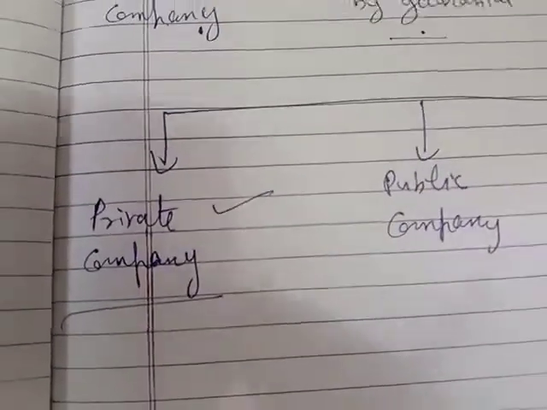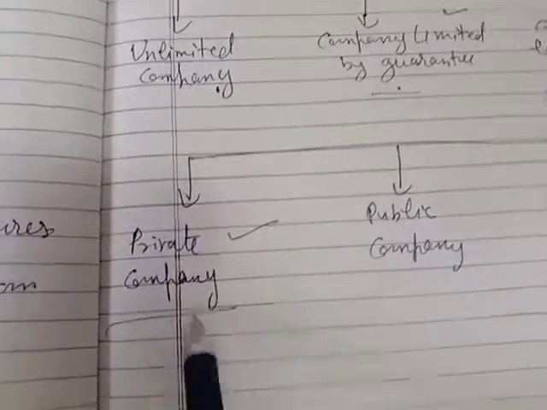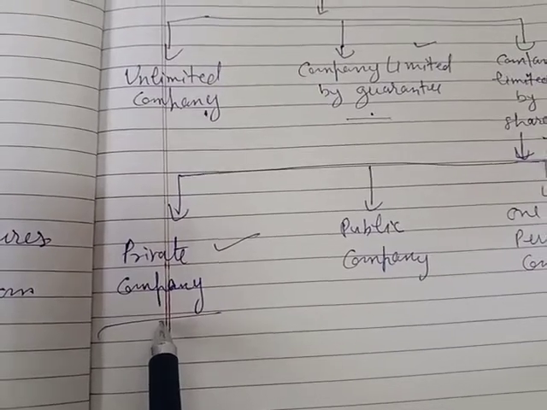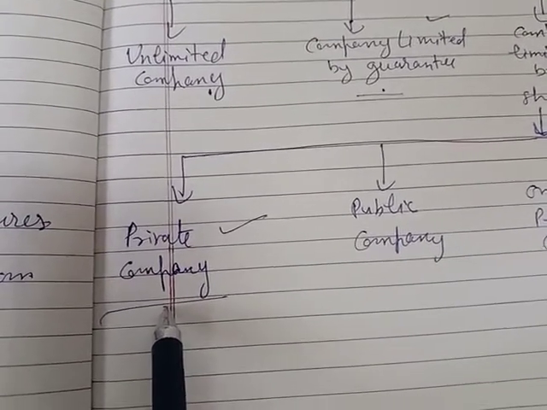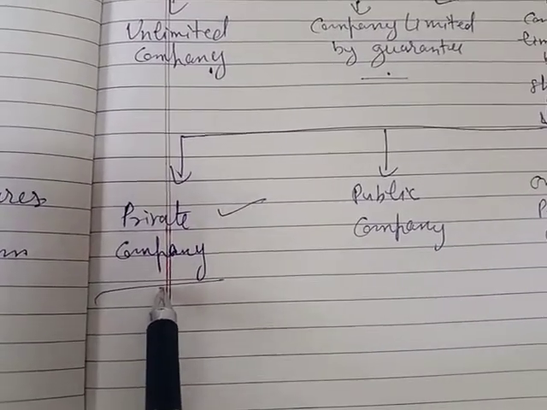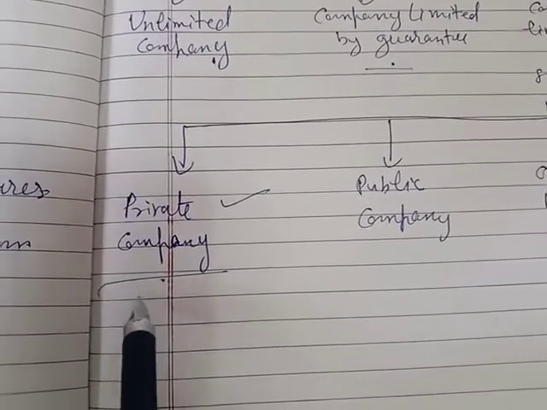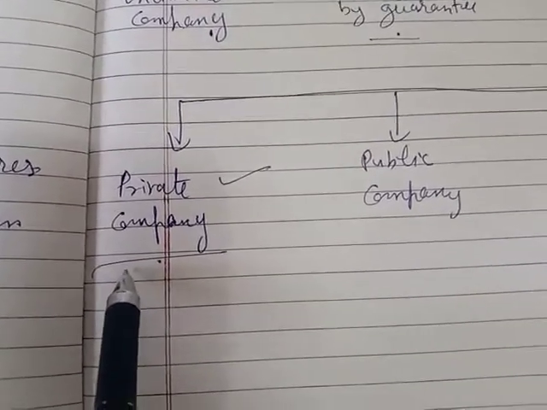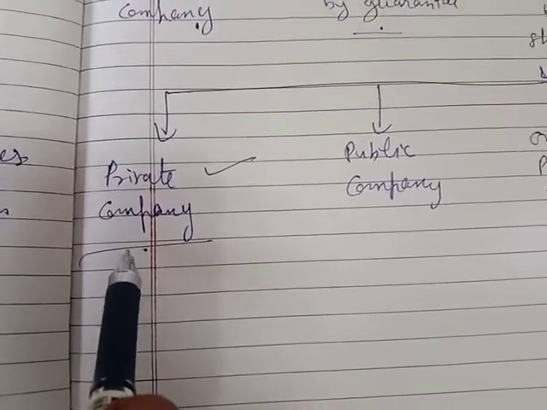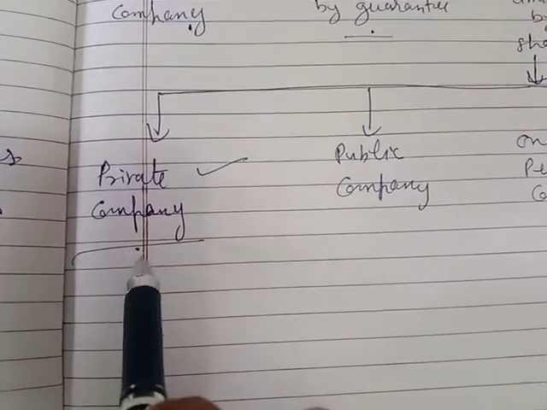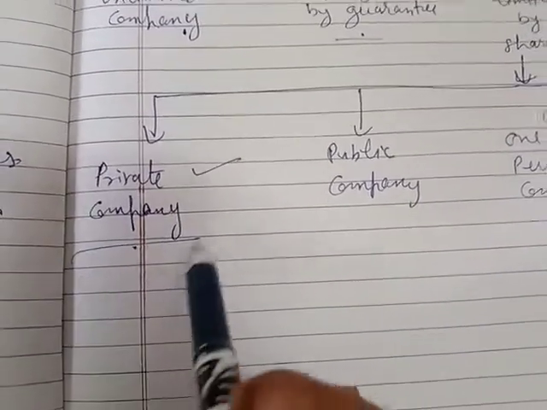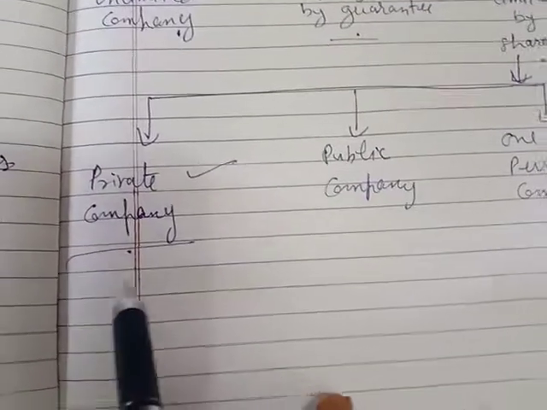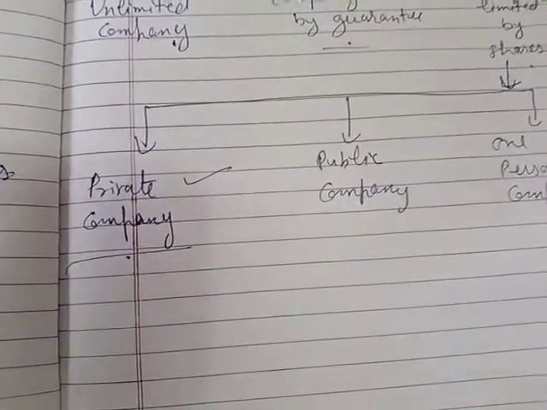What are the features of a private company? Private company is that company which has three features. Number one, transferability of shares is not allowed. Number two, minimum 2 members are required and maximum 200 members. And number three, it does not call the public to subscribe the shares. Means the shares of the private companies are not issued to the public. These are issued to some private persons.